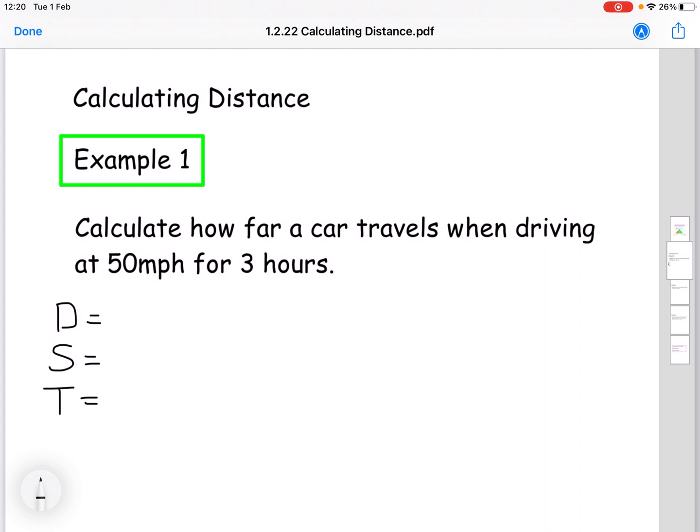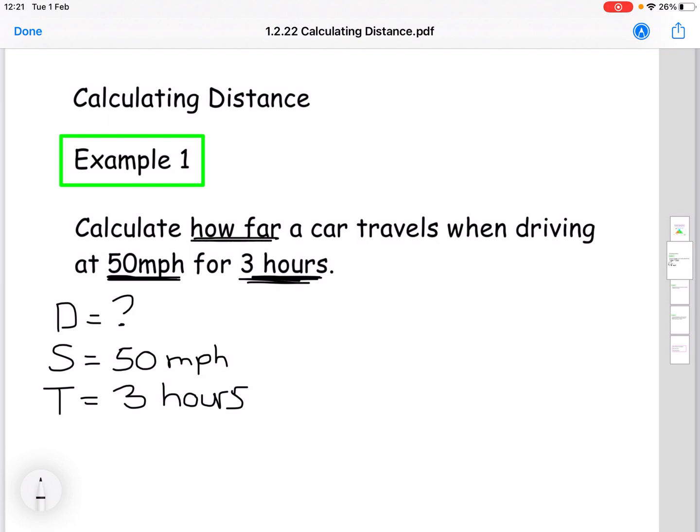So this question says, calculate how far a car is travelling when driving at 50 miles per hour. Now, miles per hour is a unit of speed, so that is your speed, so you could write in there 50 miles per hour, okay? This car is travelling for 3 hours, okay? Hours is obviously a unit of time, so 3 hours is your time. What that leaves you with is a blank space for distance. The question does say calculate how far, so it is asking you for a distance, okay, but the wording will sometimes be different in different questions, so using this tool of writing out the 3 variables is quite helpful, alright?